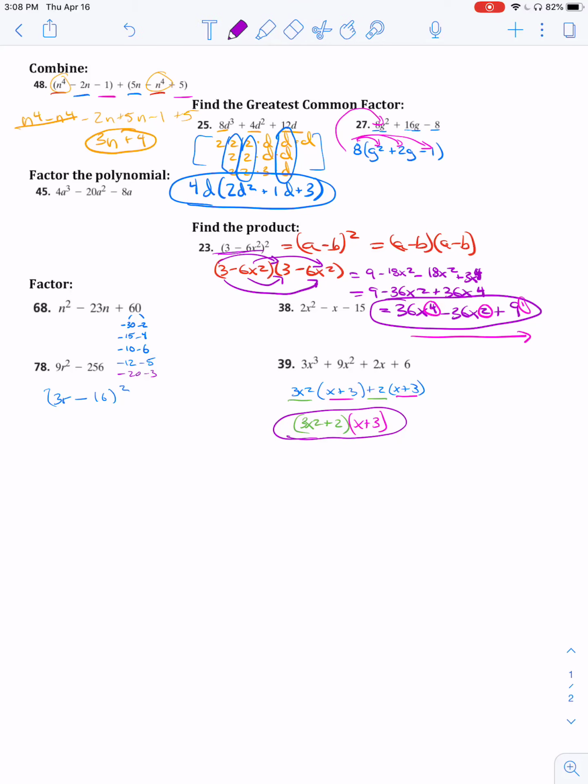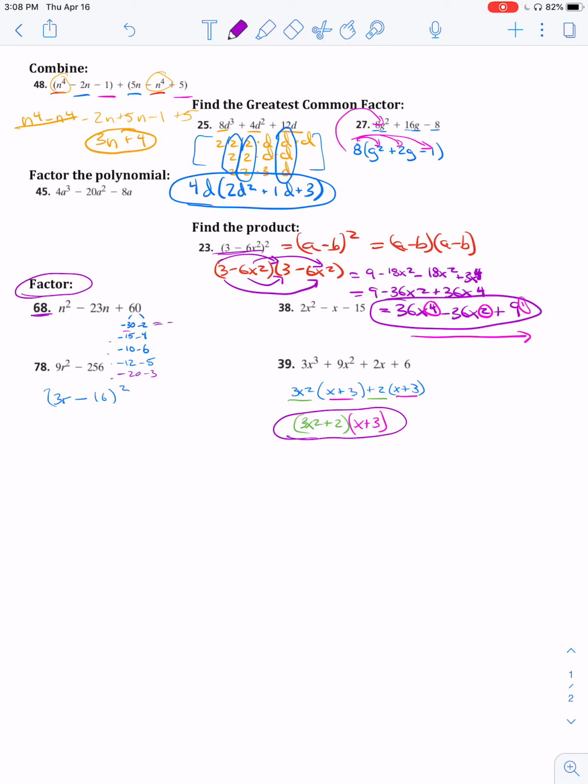Awesome. So let's go ahead and look at factoring. So when we're factoring, I'm looking down here in this last section. What I've already started to do is look at the factors of 60 in number 68, right? So I look at the factors of 60: negative 30 and negative 2, negative 15 and negative 4, negative 10 and negative 6, and negative 12 and negative 5, negative 20 and negative 3.